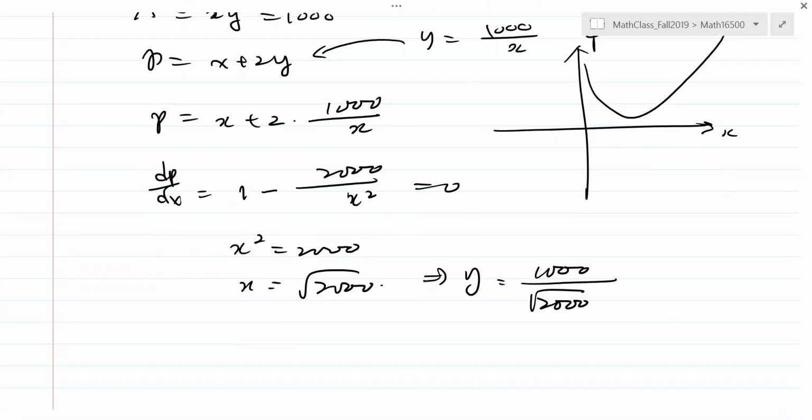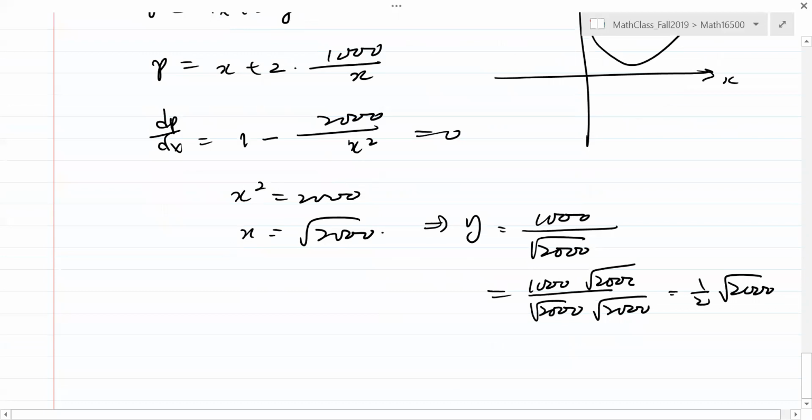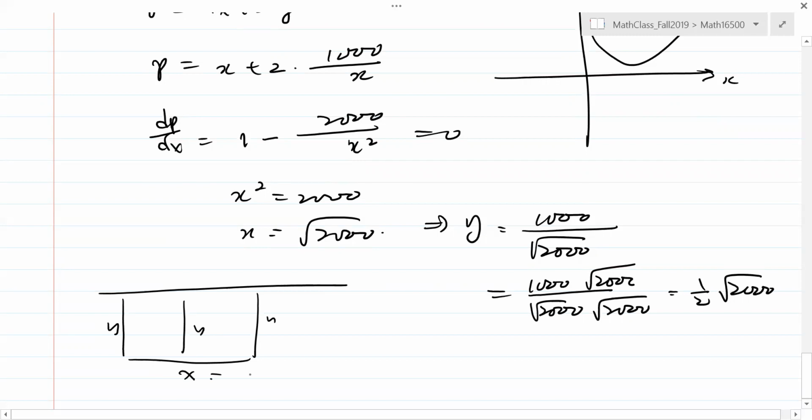And what is the difference? I think you can multiply the denominator and numerator by square root 2000. So you will get 1000 divided by 2000, 1/2. So clearly, y is going to be half of x. So the graph looks like that. It consists of 2 squares. Okay, this is y, y, y, and the x. Okay, x is going to be double of y.